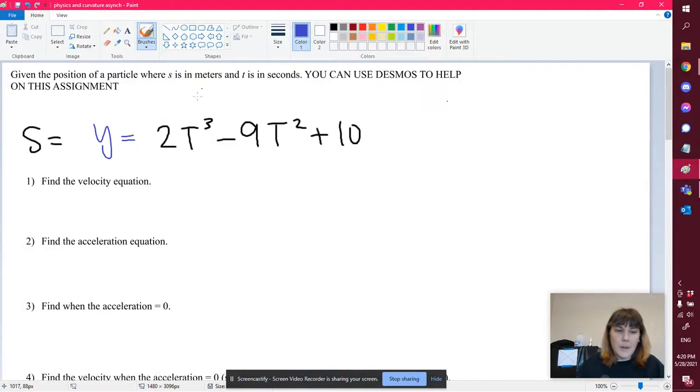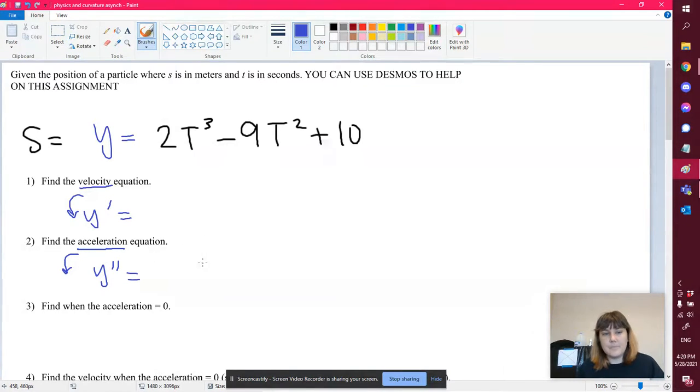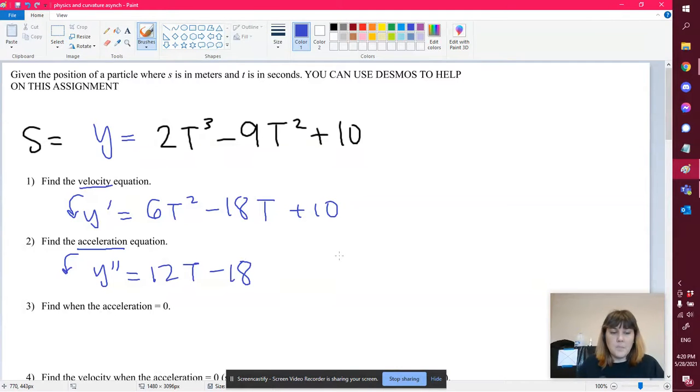All right. The first thing, when they ask us to find the velocity equation, they're actually asking us to find the derivative. And when I'm asking you to find the acceleration, I'm secretly asking you to find the second derivative. Pretty good. We'll go ahead and do that now. It's just the power rule. And then 12t minus 18. We did the power rule twice, right? When we found the first derivative, we take the derivative. We find the second, we just take the derivative of the derivative. Nice.